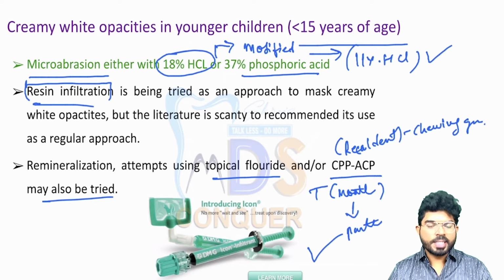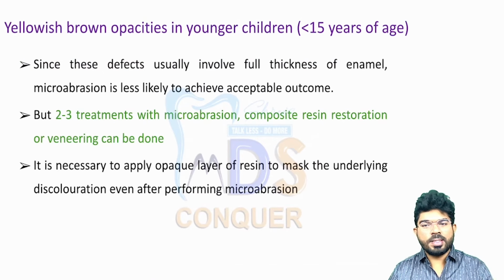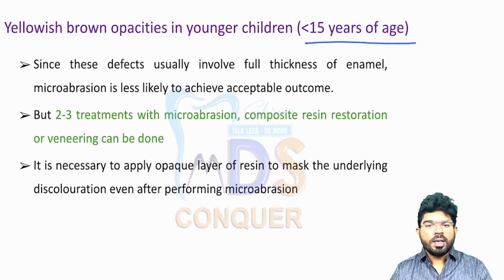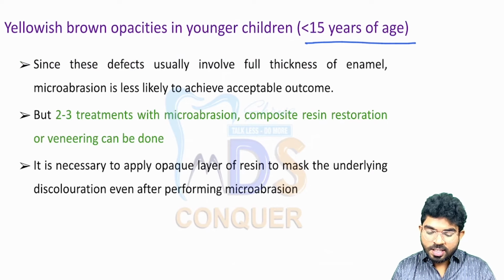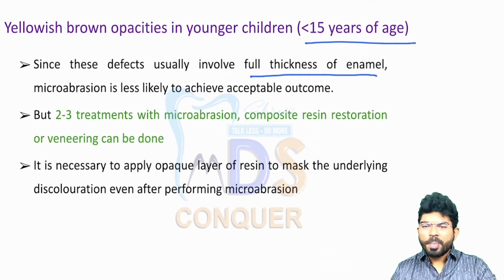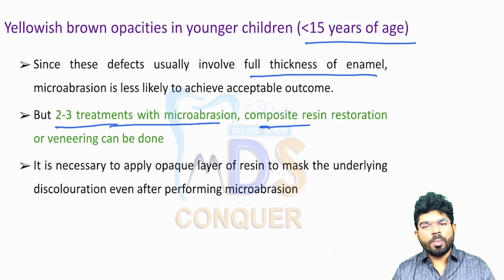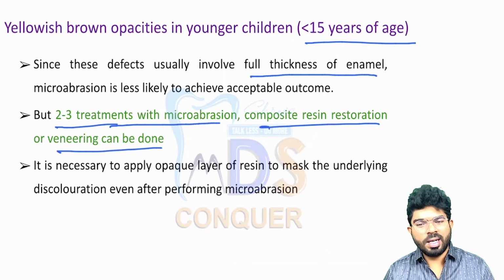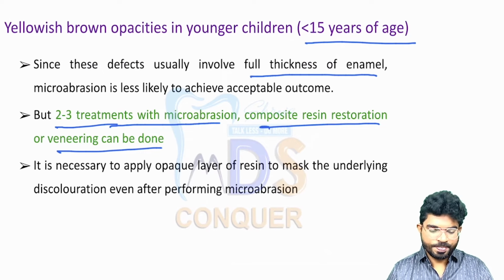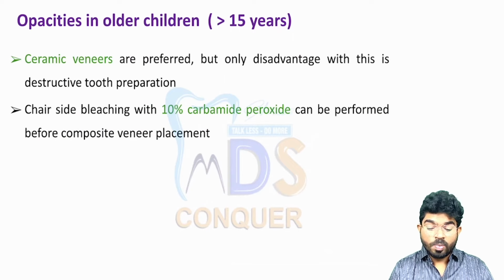The next important aspect is yellow-brown opacities in patients less than 15 years. Since the defects can involve the full thickness of enamel, microabrasion cannot be so effective. On the outer surface you can do it, but for the lower part a single microabrasion may not be effective. So you have to do 2 to 3 treatments of microabrasion. Then you have to go for composite restoration, or try veneers, keeping aesthetics into consideration.